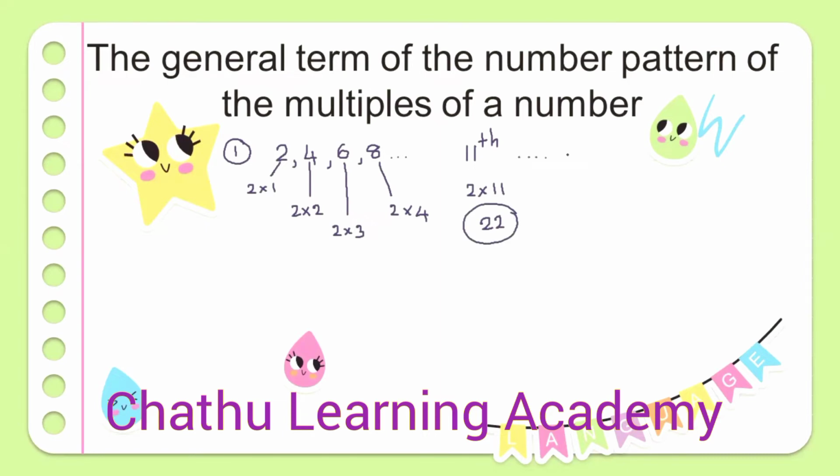If we want to find any number of this number pattern, then what do we want to do here? If we write that any number as the nth term, then we want to multiply n by 2. 2 into n. It means 2n. Then this is the algebraic expression for this nth term. Then this is the general term.